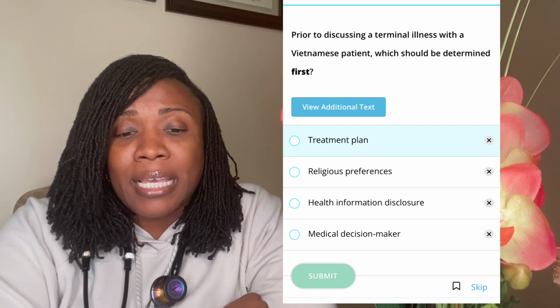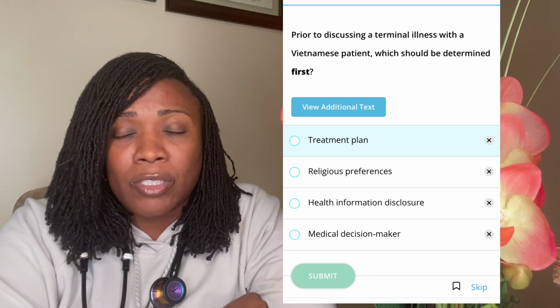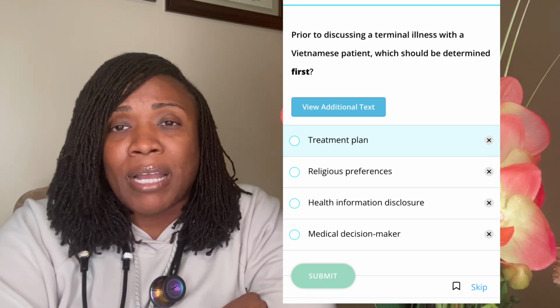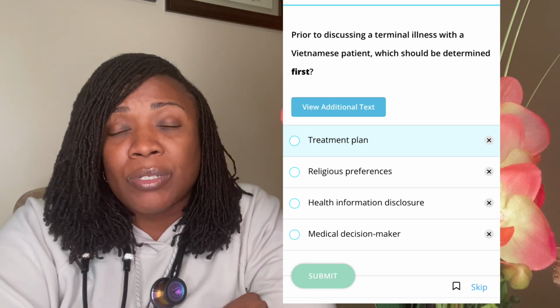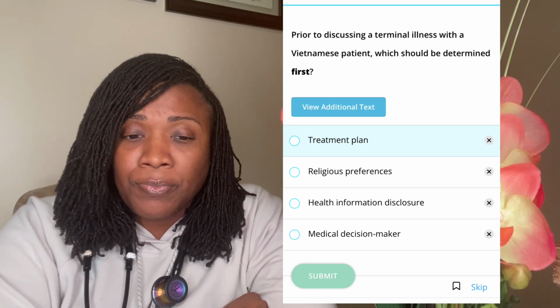The next one is health information disclosure. Health information disclosure basically means who in your family, or amongst your close friends, or anybody around you, are we allowed to give information about your health status to.